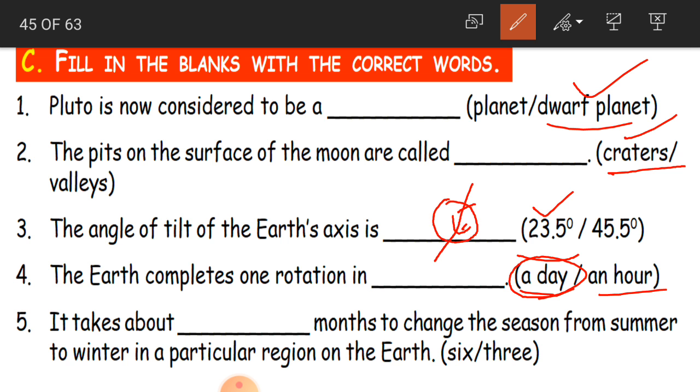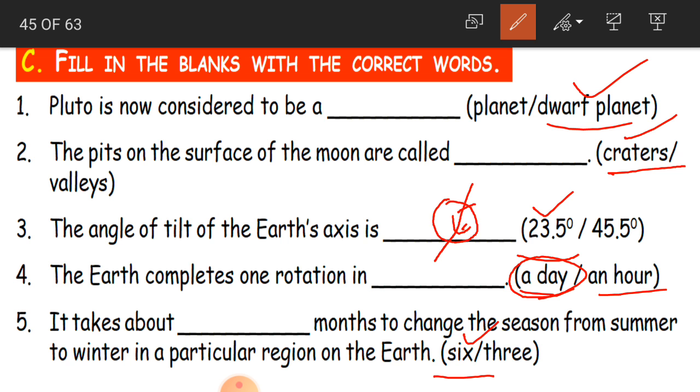And the fifth one: it takes about dash months to change the season from summer to winter in a particular region on the Earth. If you have summer season now, after how many months will you get the change to winter? Either 6 months or 3 months, and the answer is 6 months, children.